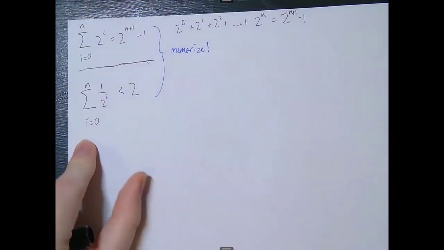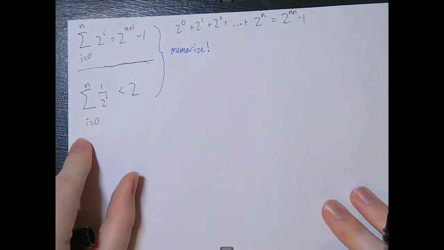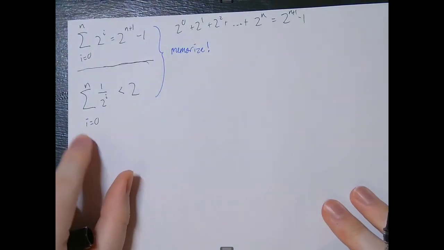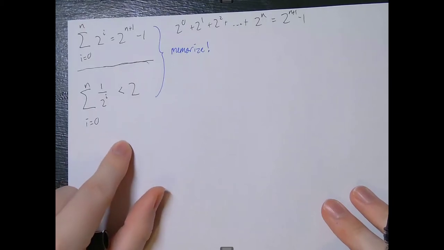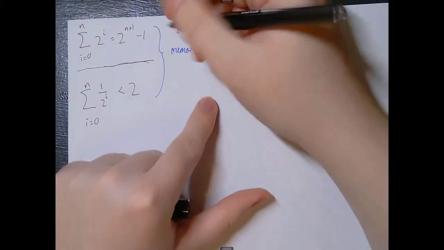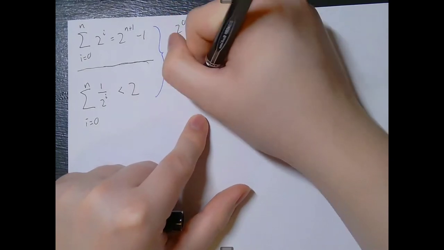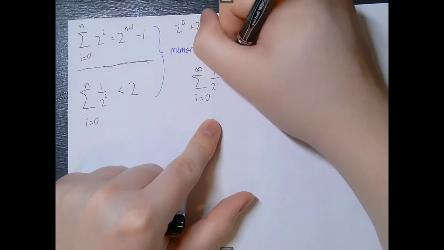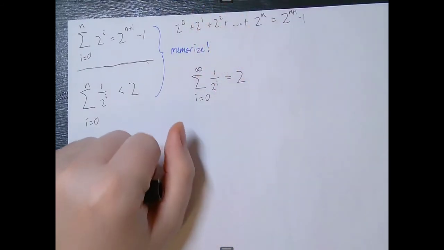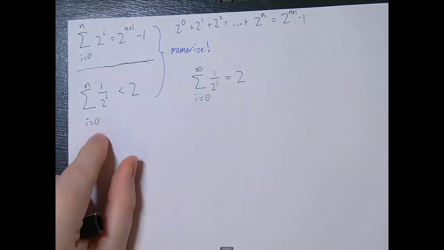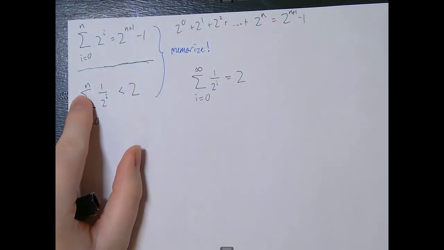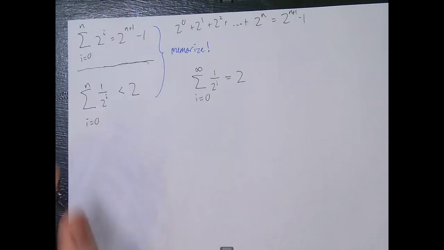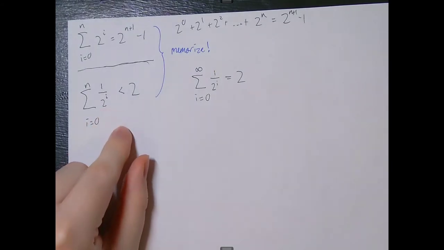And finally, this one: the sum of all 1 over 2 to the i from i equals 0 to n is less than 2. The reason why this is true, which you might remember from Calc 3, is that from i equals 0 to infinity, 1 over 2 to the i is exactly equal to 2. So if we stop our sum at some finite n, then that sum is less than 2 because we're still missing everything after n. So it ends up being somewhere between 1 and 2 usually. So yeah, I want you to memorize these three sums right here.